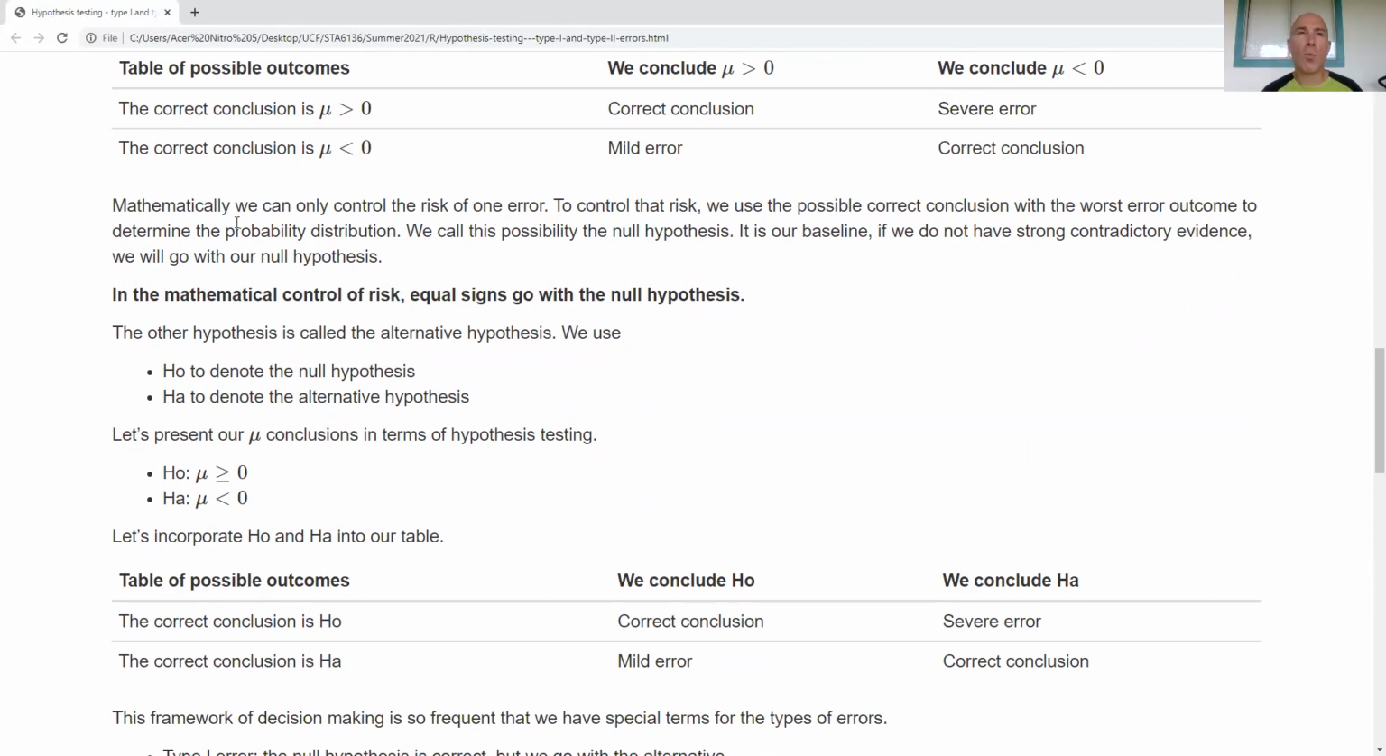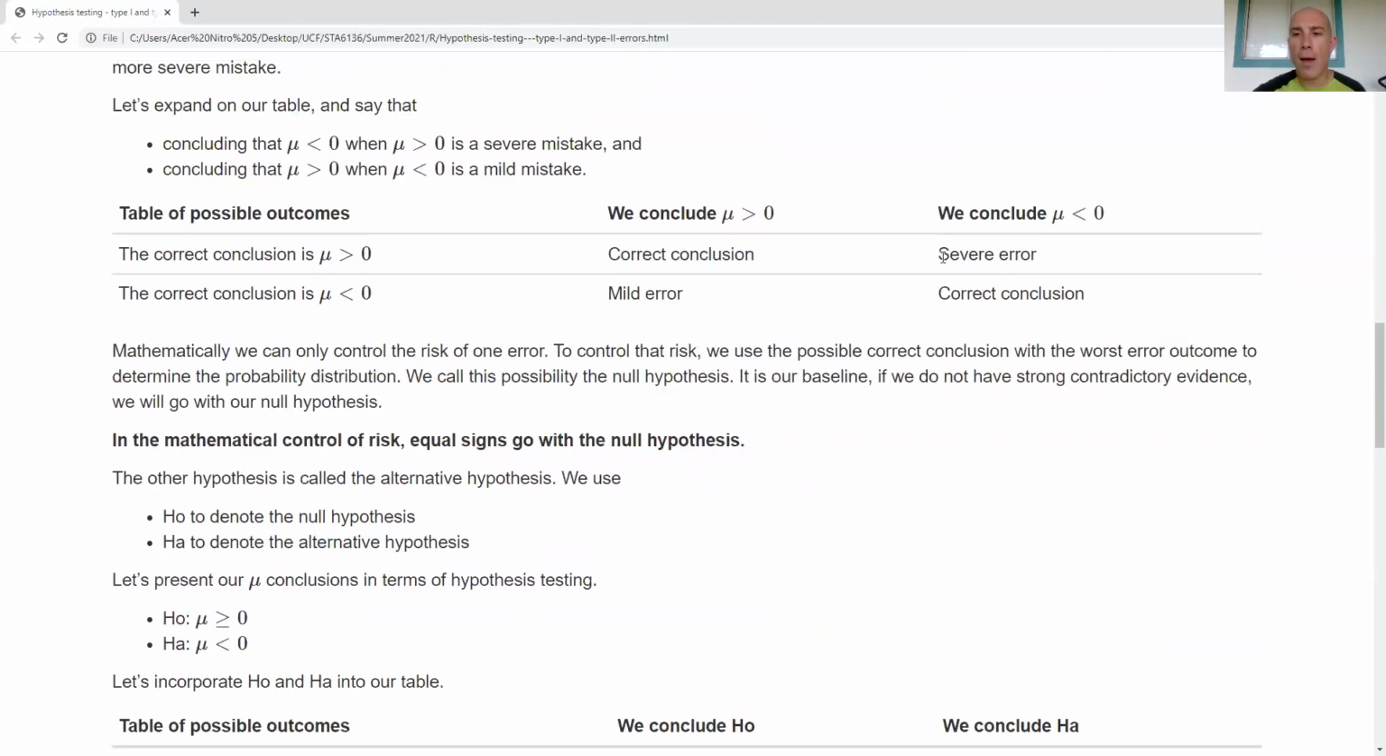All right, so we're going to set up a framework so that we are prone to going with a conclusion that cannot create a problem. You'll notice that to have the more severe mistake, I have to conclude that the population average is negative. So if I make it so that in my framework, my process of reasoning, I'm prone to concluding that the population average is positive, then I am prone to not make this mistake.